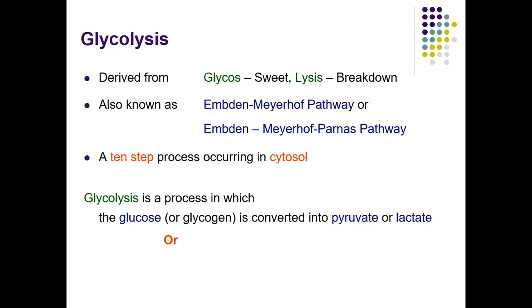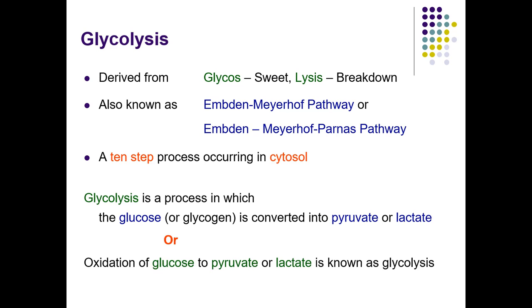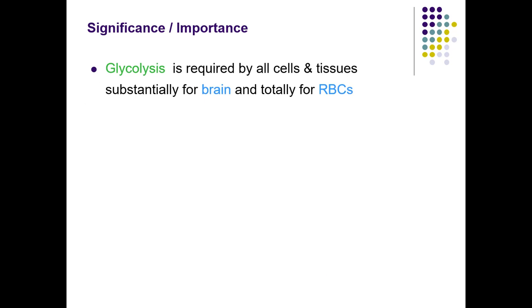So what actually happens? The oxidation of glucose to pyruvate or lactate is known as glycolysis. In aerobic glycolysis there is the formation of pyruvic acid, pyruvate, with 8 ATP molecules, while in anaerobic glycolysis there is the formation of lactate and 2 ATP molecules.